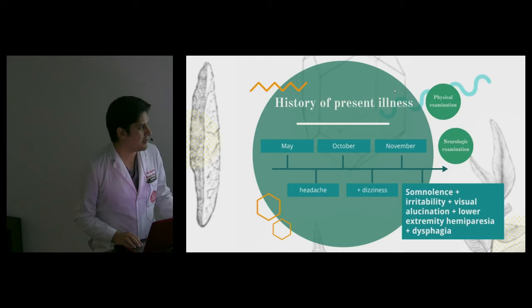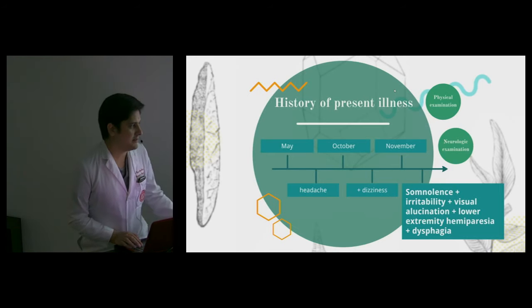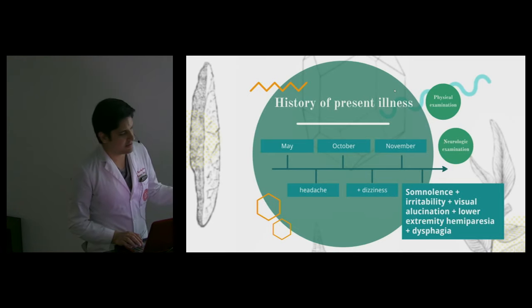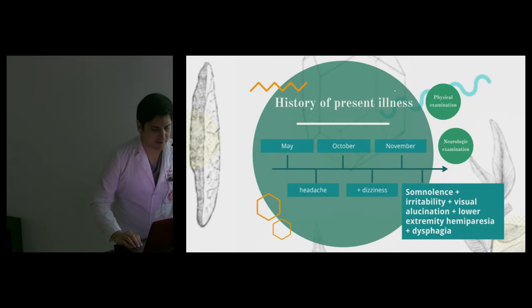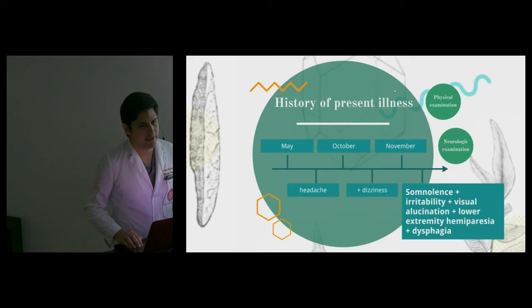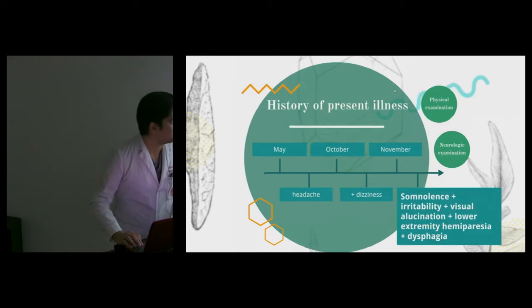and he came back in October because he had headache and almost dizziness, and then in November he got somnolence, irritability, visual hallucinations, lower extremity hemiparesis, almost dysphagia. That's why he went to the General Hospital, and they ordered a magnetic resonance of the brain. Because of the findings, they sent the patient to our service.